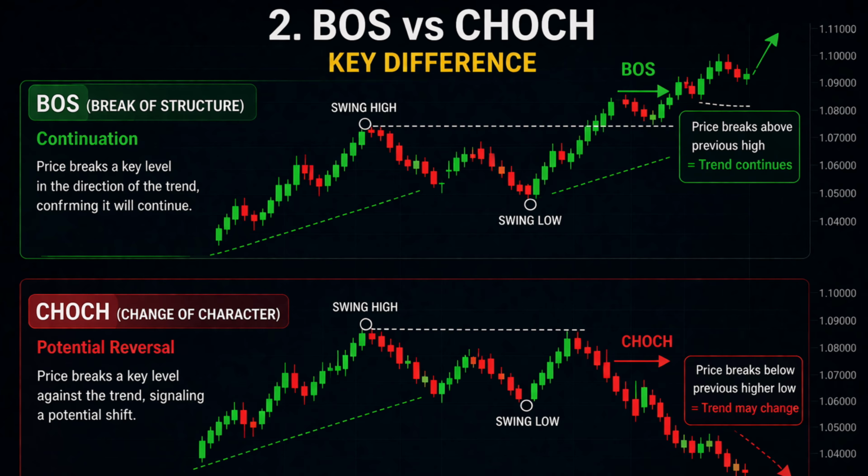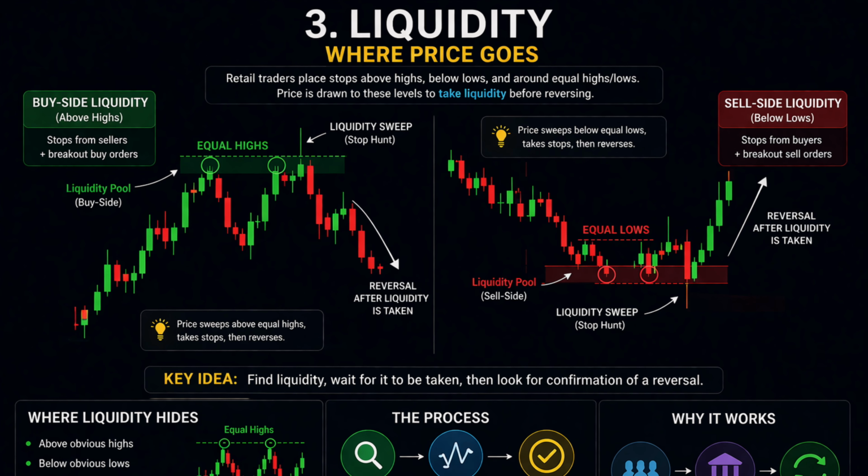Next, liquidity. This is where SMC starts to make sense. Where do most retail traders place their stops? Above obvious highs, below obvious lows, and around patterns like double tops and double bottoms. Basically equal highs and equal lows.